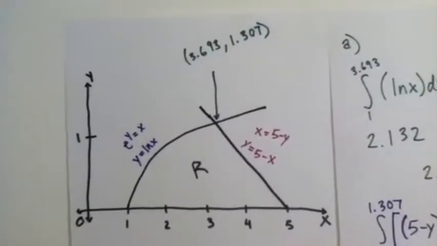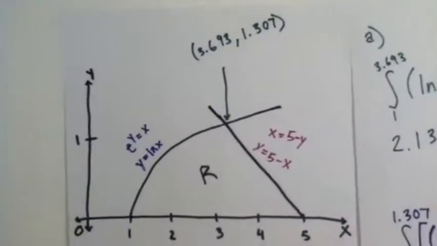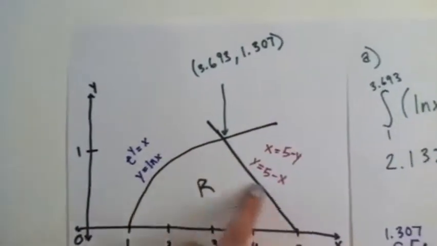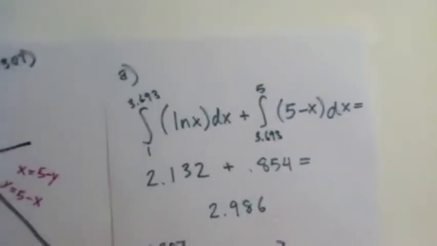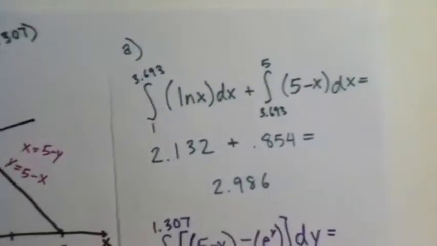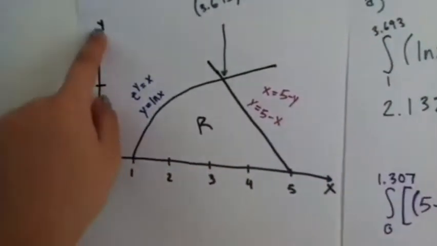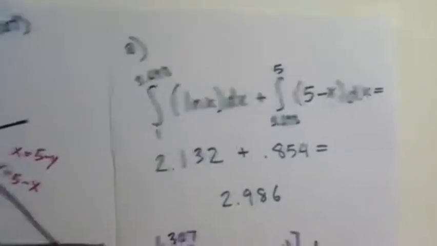So the problem says let R be the region in the first quadrant bounded by the x-axis and the graphs of y equals ln x and y equals 5 minus x. Okay, part A says to find the area. So there's actually two ways you can do this. You can do this with respect to x or with respect to y. So first I'll show you how to do it with respect to x.